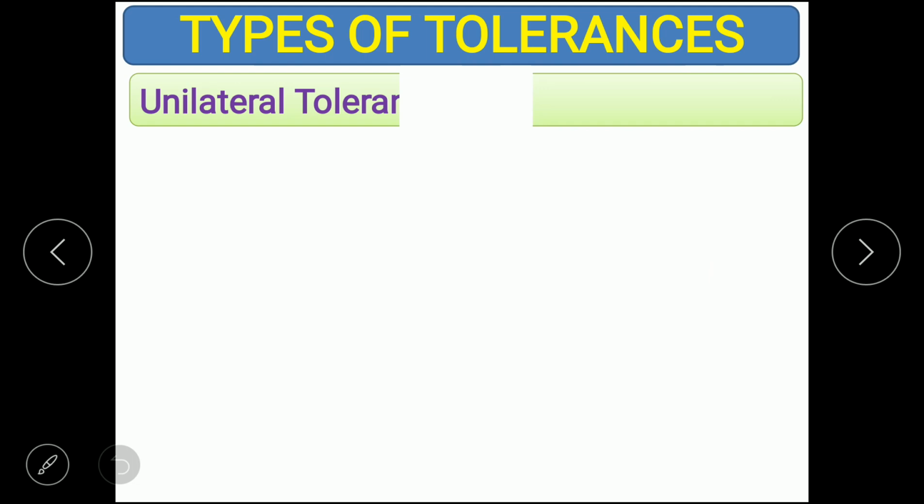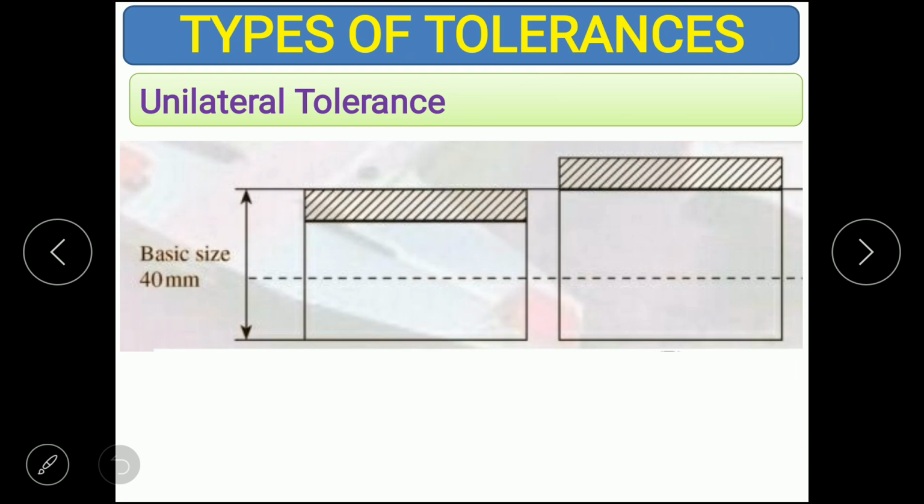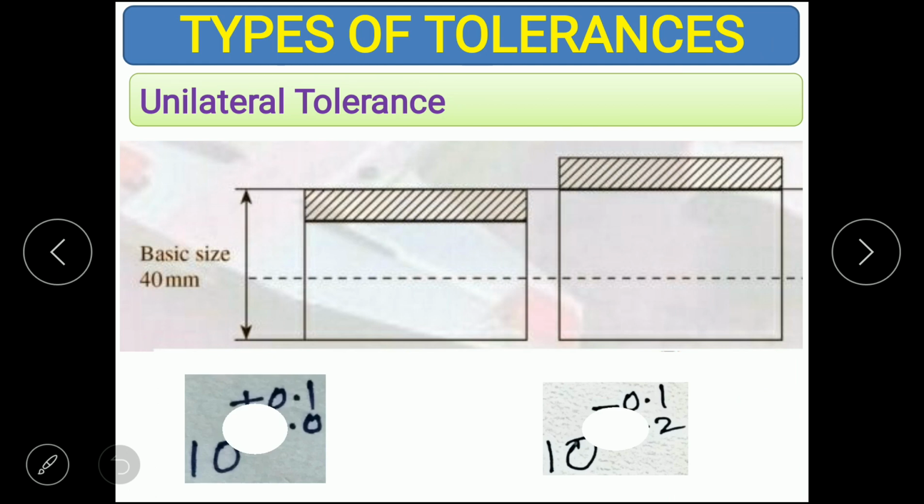So next is types of tolerances. First one is unilateral tolerances. Unilateral tolerance means tolerance is provided only on one side, either on the plus side or on the minus side. You can see an example here.